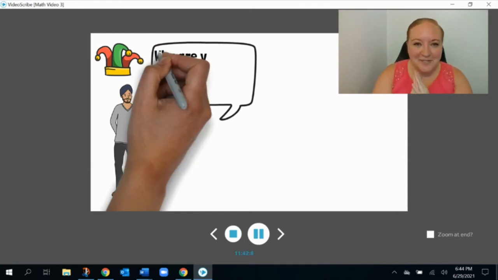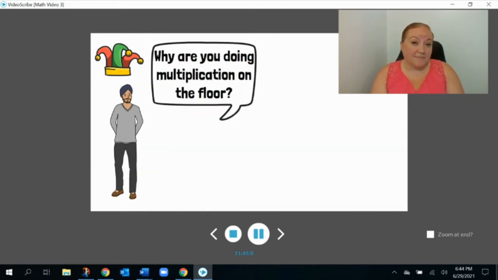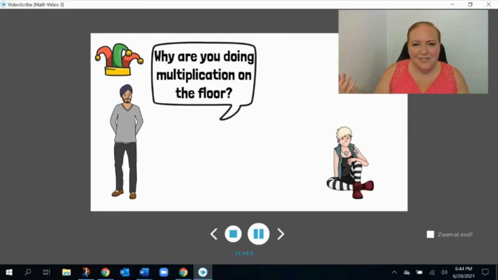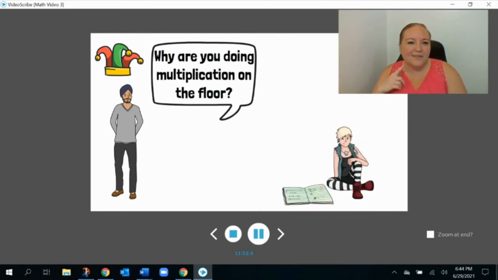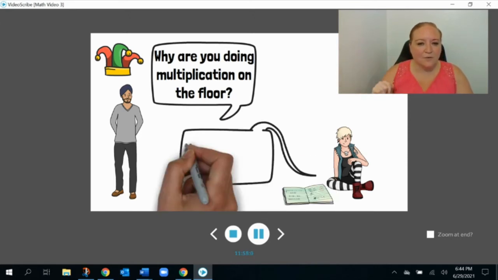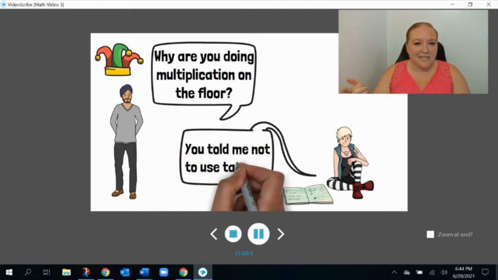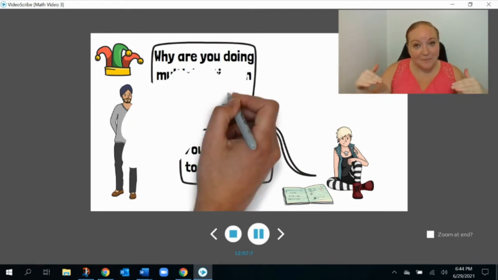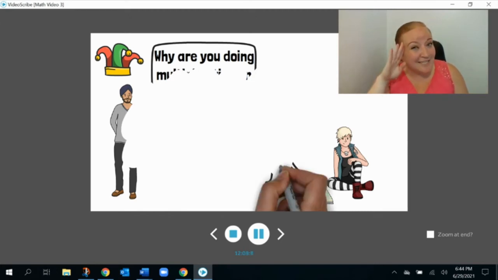All right, here's our next joke. We have a teacher, and the teacher is looking at a student. He's like, why are you doing multiplication on the floor? So what do you think? So are you catching on that puns have to do with the answer? So the teacher asks, why are you doing multiplication on the floor? And the student says, you told me not to use tables. Get it? If you're sitting at a desk, it's like a table, but also multiplication table.